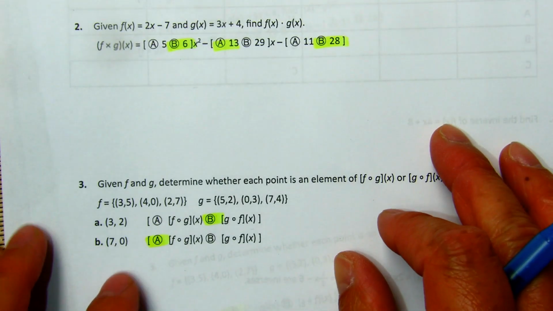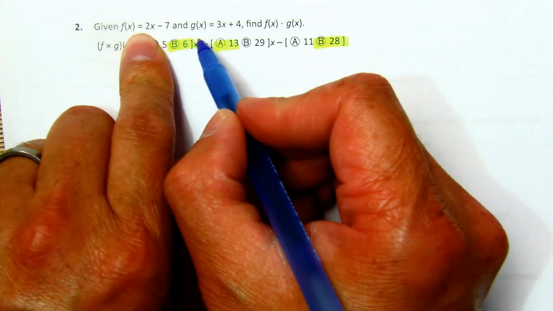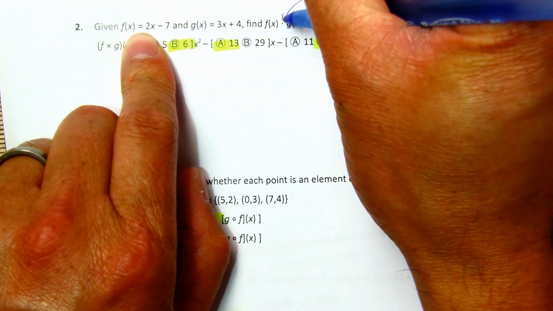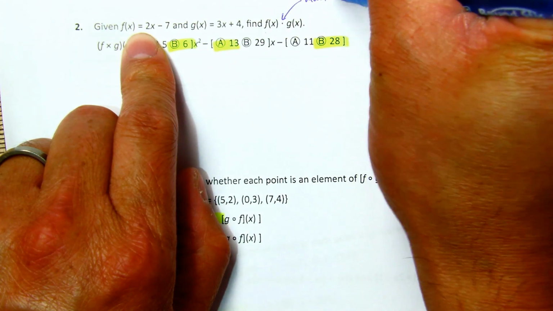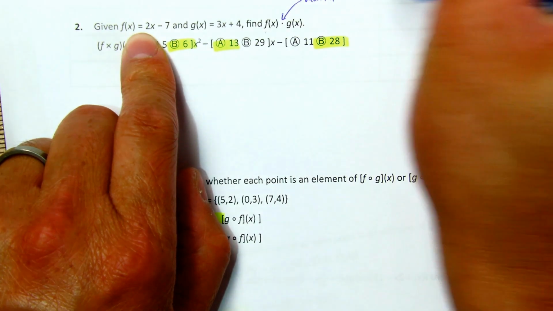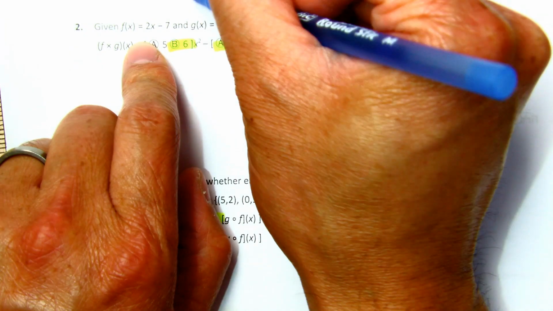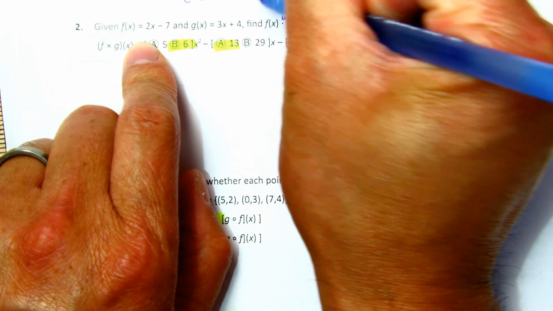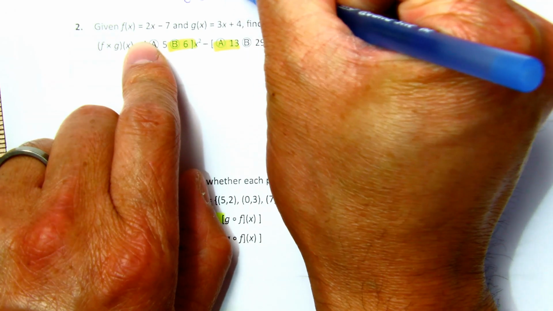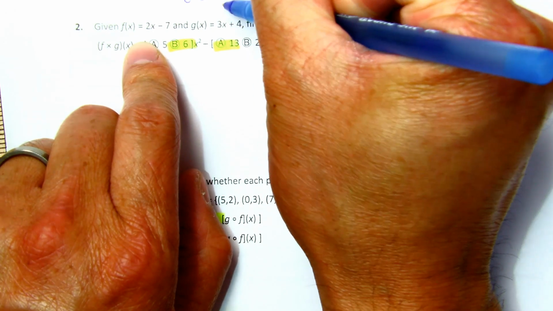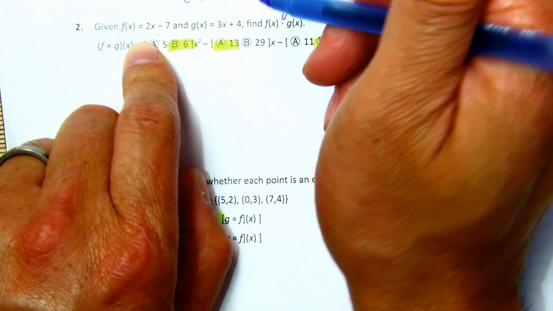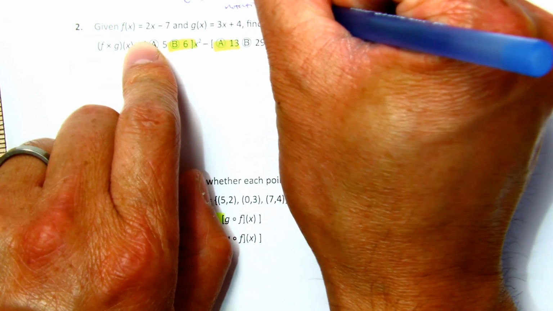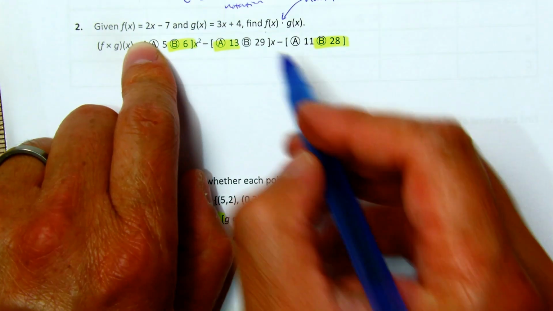Question number 2. Given f of x and g of x, find f of x times g of x. This is multiplication. And if they didn't want multiplication and they wanted function notation, you would have done this. Composite function notation, you know, f circle g, g goes into f, something like that. So we're just going to multiply the two.